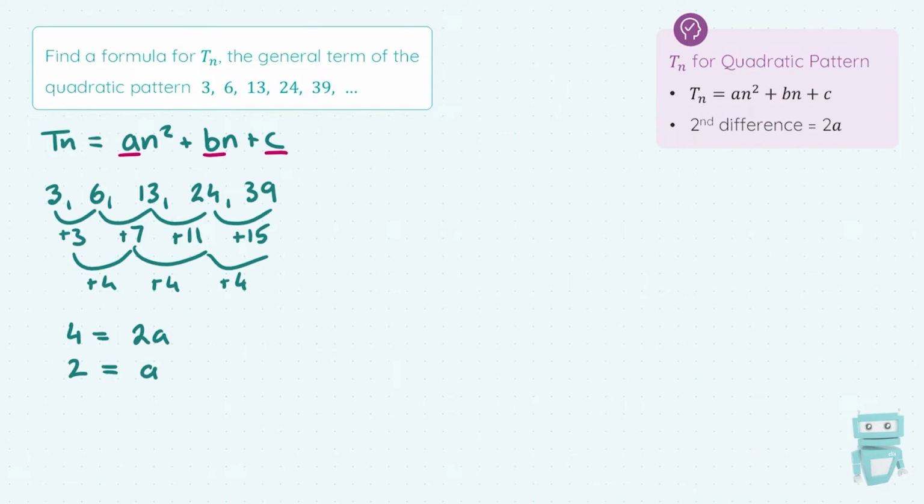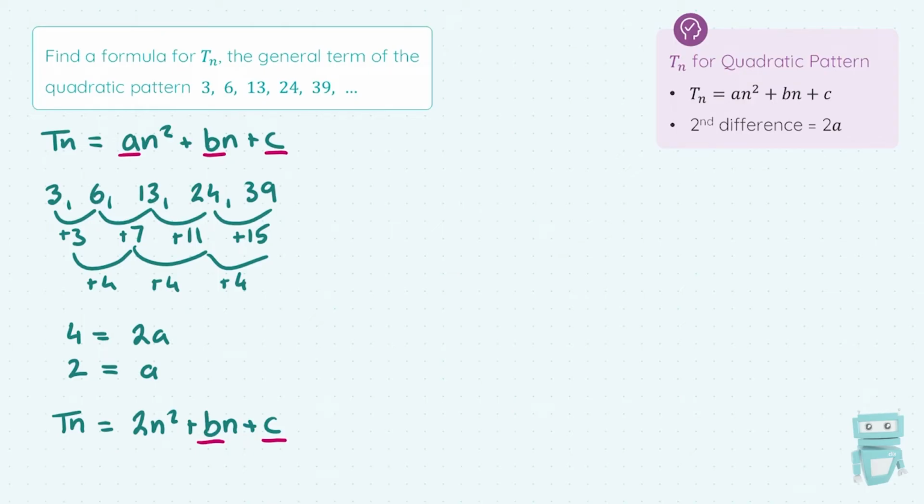So I've actually got one of the numbers for my formula already now. I know wherever there's an a, I'm going to be putting in the number 2. So let's go ahead and update our formula. Tn here will look like, instead of an squared, 2n squared plus bn plus c. So that's the first job done here. We found what a is, but now we've a bit of work here to find b and to find c. So let me show you how we're going to do that.